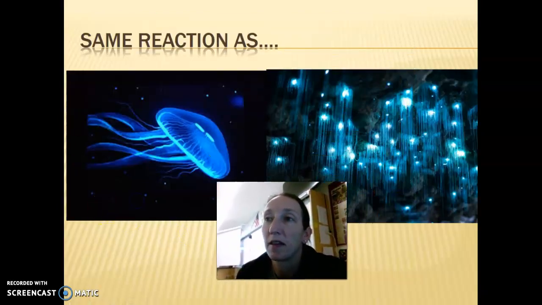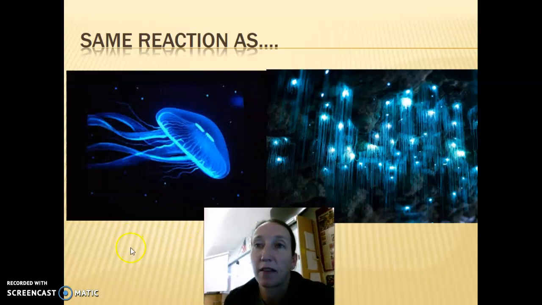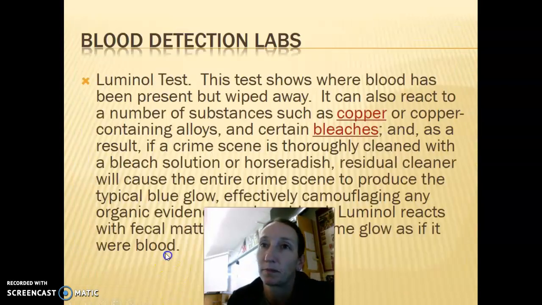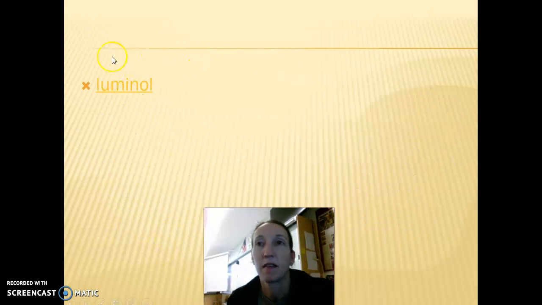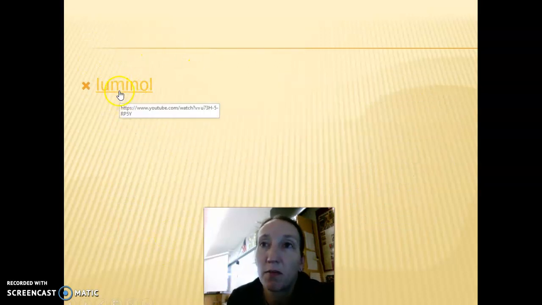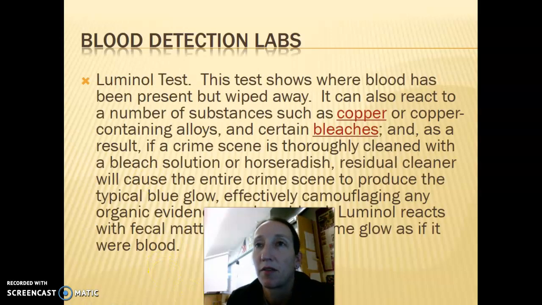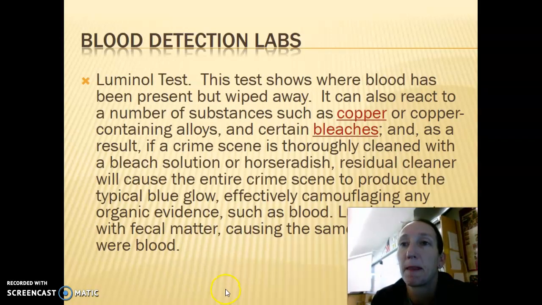Now, the reason why I put these in here is because this is the exact same reaction that occurs within your fireflies and your jellyfish, that chemiluminescence and reaction. Basically, it's like electrons moving and shifting, and it makes that brilliant, bright blue. This little link, and this would be an awesome one to watch, just talks about how the process goes and kind of explains it in a little better detail.